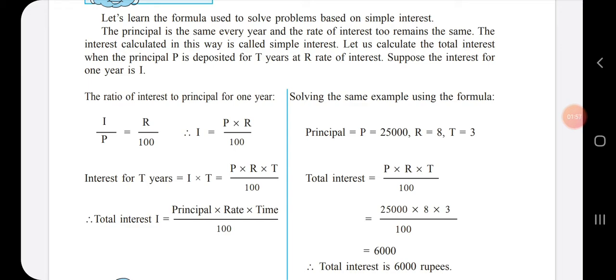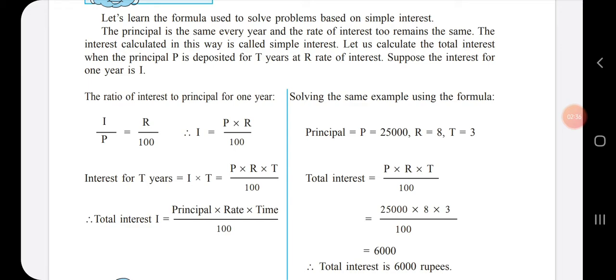So interest for T years will be equal to I into T. Therefore, as we have multiplied by T on one side, we have to multiply on both sides, so that it will become I into T is equal to P into R into T divided by 100. So total interest for T years will be I into T, which will be equal to principal into rate into time divided by 100. With the help of this formula, we can solve examples.